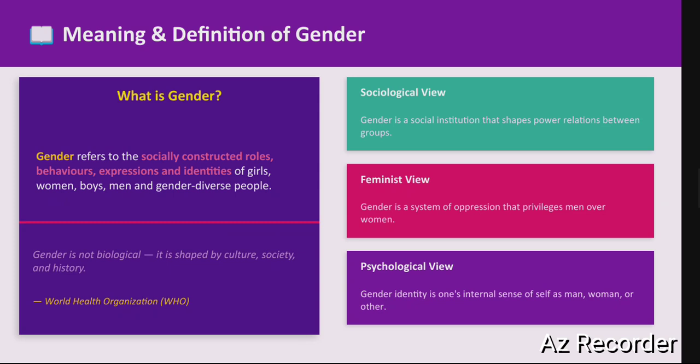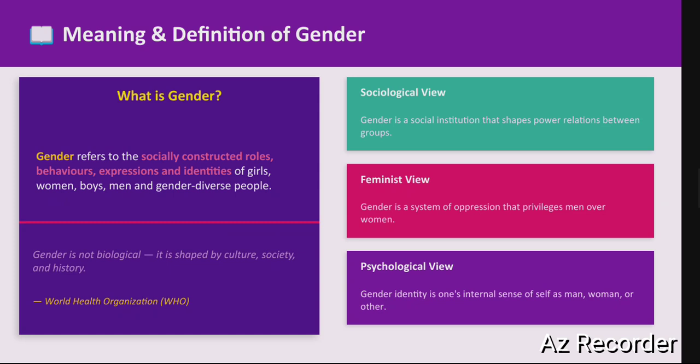So first, what is gender actually? It refers to the socially constructed roles, behaviors, expressions and identities of girls, women, boys, men and gender diverse people. The basic idea is socially constructed role. It is not about birth, it is about socially constructed role, behavior, expression, identity, everything. So gender is not biological, it is shaped by culture, society and history. For example, there may be a man who likes to do the household works which the society frames for women. So it is not biological, it is shaped by culture, society and history, which is said by WHO, the World Health Organization.